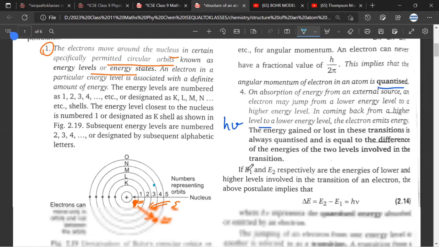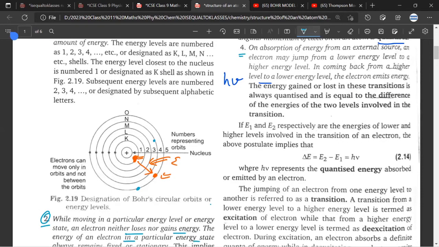Now I'll skip 3, but I'll come to 4 because now you'll understand this. On absorption of energy from an external source, an electron may jump from a lower energy to a higher energy. In coming back from higher energy to lower energy, the electron emits energy. Let us try to understand this postulate 4. So if the electron is in a lower orbit and wants to go to a higher orbit, we'll have to provide energy. Consequently, when the electron comes from a higher orbit to a lower orbit, it will lose energy. This is one thing.